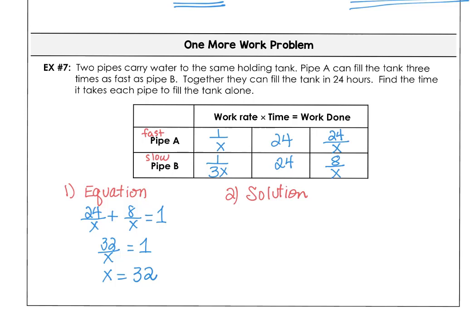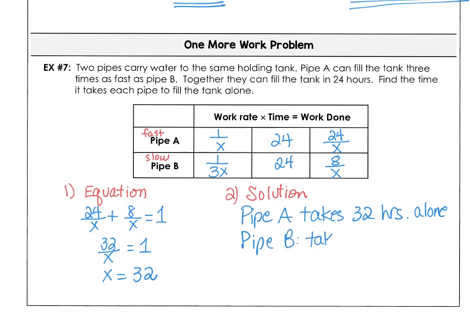So putting all of that into words for our solution, pipe A can fill the tank 3 times as fast as pipe B. So pipe A takes 32 hours to complete the job, doing it alone. And then for pipe B to do the job, it's going to take pipe B 32 times 3, so it's going to take pipe B 96 hours to do that job alone. And that is the end of our chapter 8.